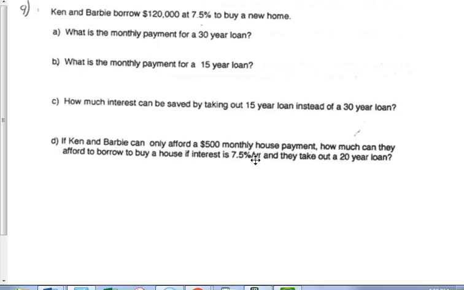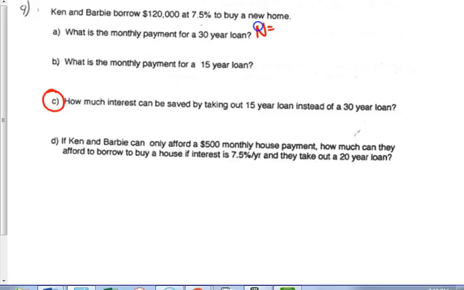The one on 9 that's a little tricky is this one. How much interest do you save? Did you figure out how to do that? It's an amazing amount of money. You want to finance your house for the least amount of time you can afford to make the payments for. I didn't get $1 million, but I think it was $100,000 or more that you saved.